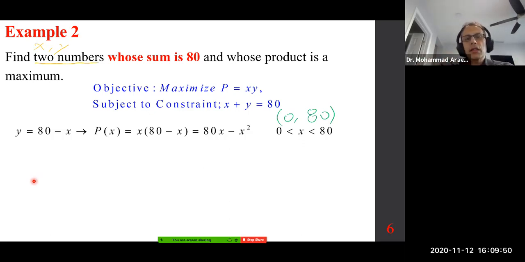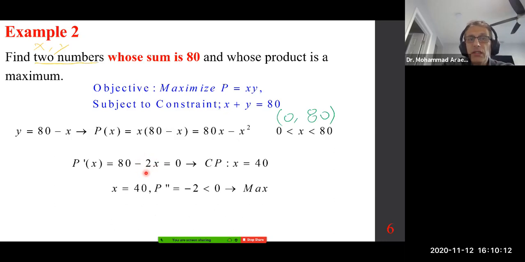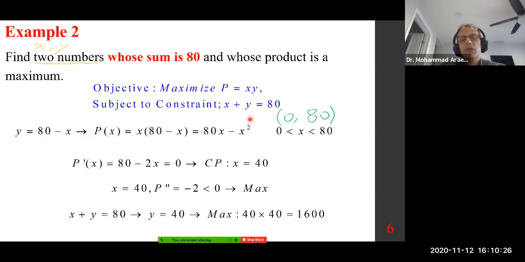We go through the process again, differentiation, 80 minus 2x. Set it equal to 0 and you get 40. Very straightforward. Is this going to maximize or minimize? Let's go with the second derivative test because p double prime is what? Negative. The idea is that p double prime is negative. Concave down. Maximum occurs when x is 40. You put it into x plus y equals 80 and you get the y. Their product, 40 and 40, 1600.